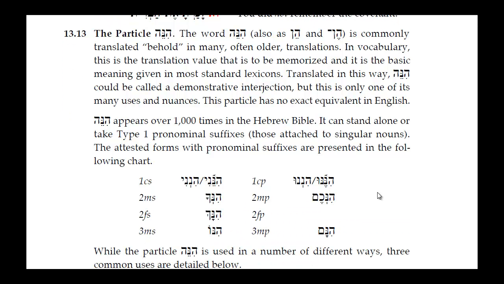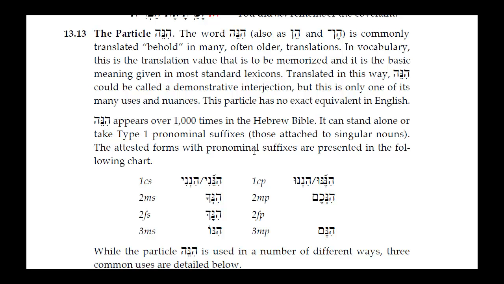Okay, let's go ahead and go to the particle hene. The word hene, we see this quite often. Here are some alternate spellings, hain or hen. We commonly translate it as behold in some of the older translations, but it means a lot more than that. We say behold, hene is called a demonstrative interjection, but this is only one of its many uses and nuances. Hene appears over 1,000 times in the Hebrew Bible.